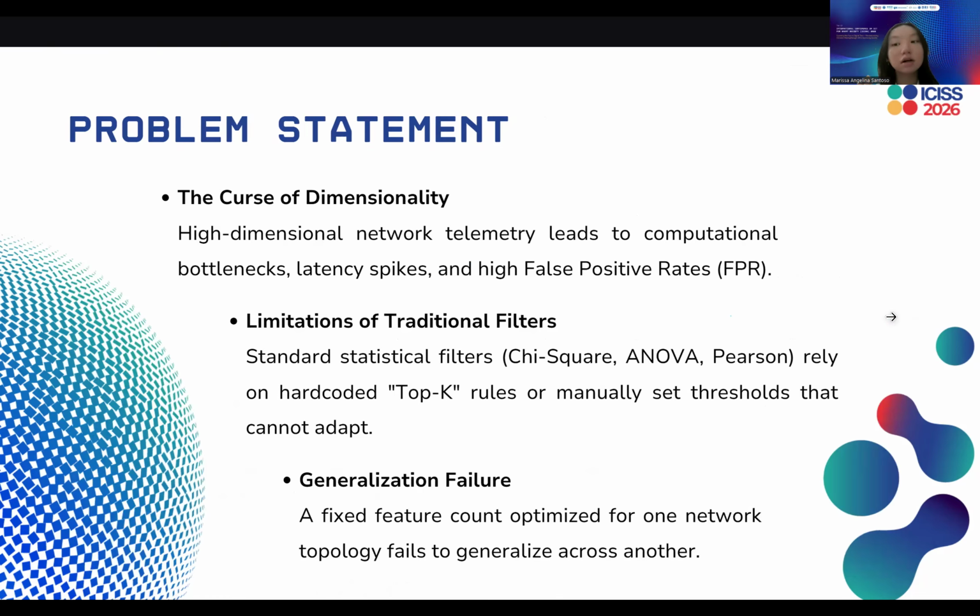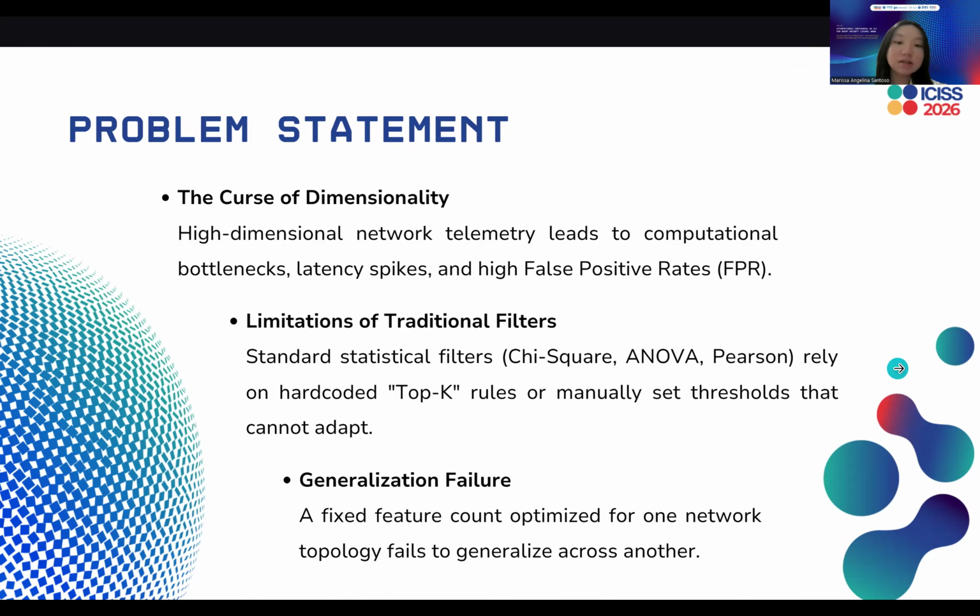The first one is the curse of dimensionality. High dimensional network telemetry leads to computational bottlenecks, latency spikes, and also high false positive rates. And the second one is the limitation of traditional filters. The standard statistical filters like chi-square, ANOVA, and Pearson rely on hard-coded top K rules or manually set thresholds that cannot adapt. And the third one is the generalization failure. A fixed feature count optimized for one network topology fails to generalize across another.